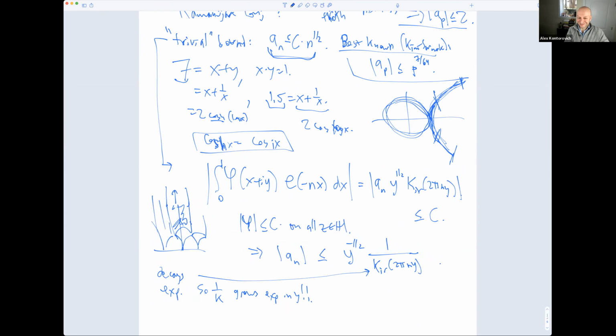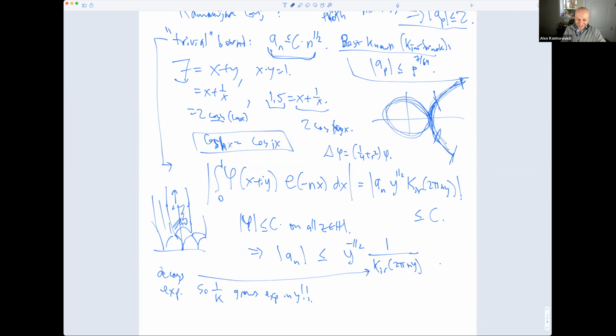Wait, what does the r depend on? The r is the eigenvalue. So I have a fixed phi, it has a fixed eigenvalue r. The Laplace eigenvalue is a quarter plus r squared. I want to explain that also. And so then, yeah, it depends on your choice of y, as Nick was saying.